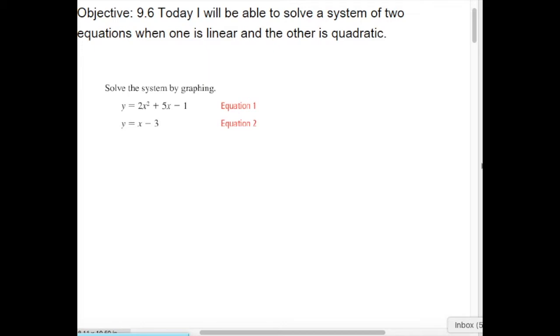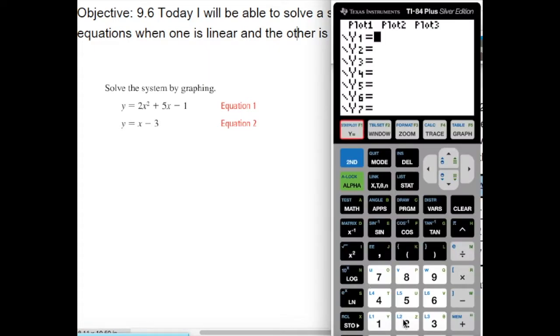We have y equals 2x squared plus 5x minus 1 as equation 1, and y equals x minus 3 as equation 2. I want you to pause the video right now to take out your graphing calculators and put those two equations into your y1 and y2. So here is y1, put the equation in, 2x squared plus 5x minus 1, and y2 will be x minus 3. And you're going to hit graph.